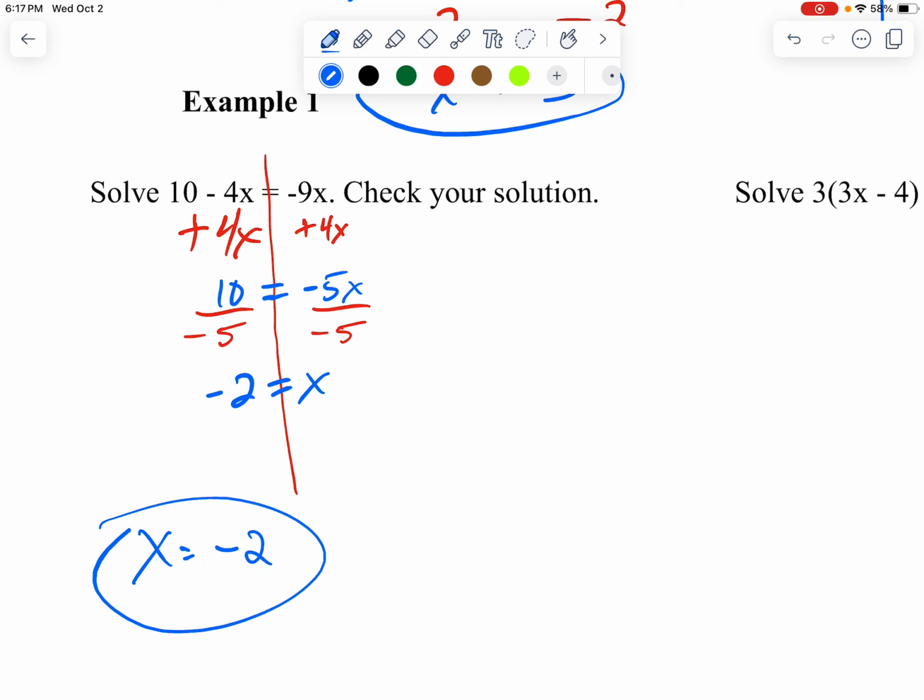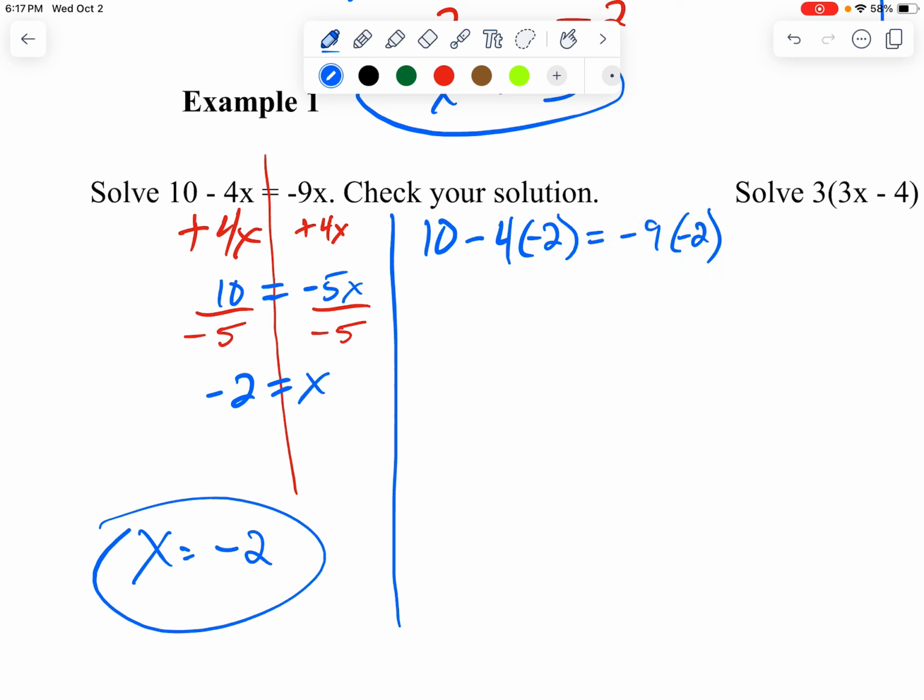To check our solution, remember we just plug that x value back into the equation. So 10 minus, actually, let me do it this way. 10 minus 4 times negative 2 equals negative 9 times negative 2. So when we do this multiplication here, I'm going to just leave the sign as it is, and I'm going to do the 4 times negative 2. So I've got 10 minus 4 times negative 2 is a negative 8 equals negative 9 times negative 2 is a positive 18.